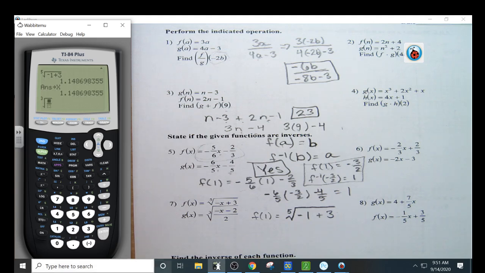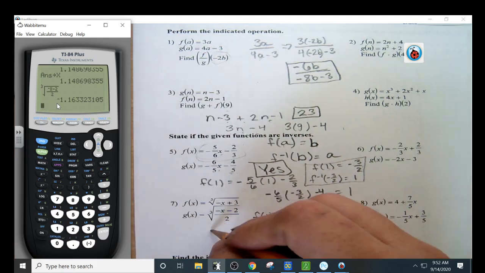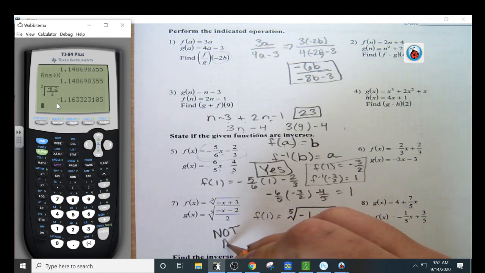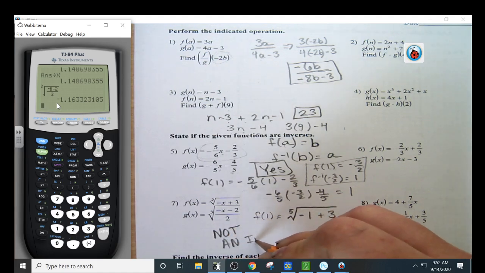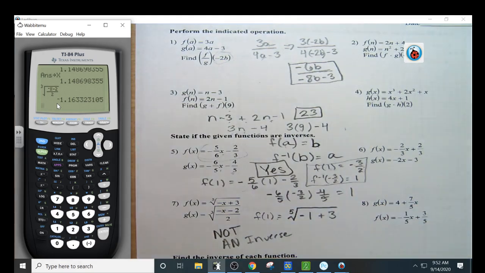So now, math. And then on the top, I'm going to do negative X. Now remember, guys, I stored that big number here as X. So wherever X is, it's got this number stored. Minus 2 divided by 2. Now, does that look like the number 1? No. So this is not an inverse. That's not an inverse.